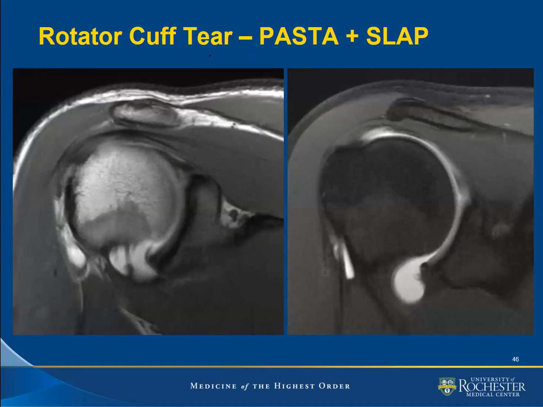For rotator cuff tears, an advantage of having contrast within the joint is that on this coronal T1 fat saturated image, you can see nicely that contrast is imbibing along the undersurface of the supraspinatus, better illustrating a partial thickness articular sided tear of the supraspinatus. This patient also had a tear of the posterior superior labrum.